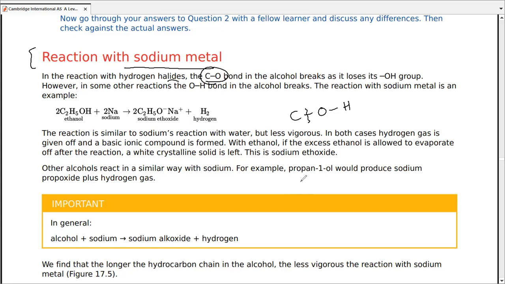But in this case, since we are reacting it with sodium metal, and metals are very electropositive, we won't be breaking this bond anymore, we'll be breaking this bond. Since we'll be breaking this bond, the entire C2H5O stays, and we simply have O negative Na positive as a product, sodium ethoxide.